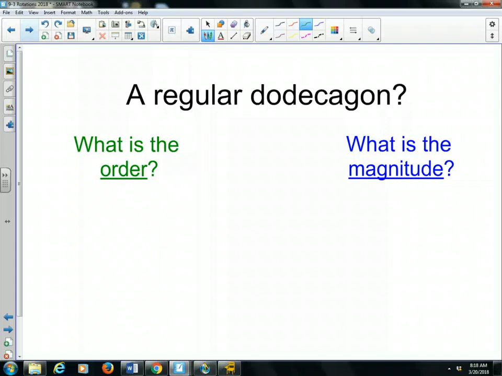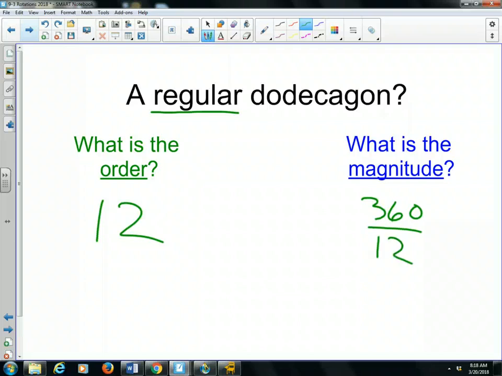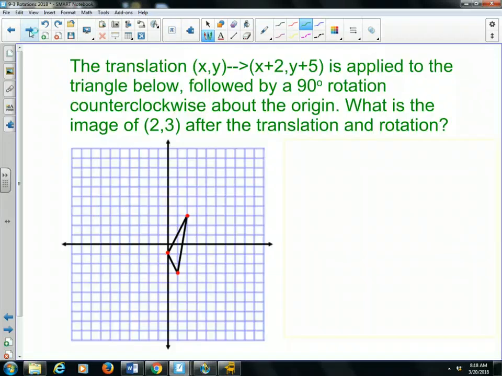Again, a regular polygon, its order is as many sides as the figure has. If a dodecagon has 12 sides, then the order is 12. What would be the magnitude? The magnitude is 360 divided by the order. And if it can be rotated 12 times, 360 divided by 12, the magnitude is 30 degrees. All right, we finish off with this one.